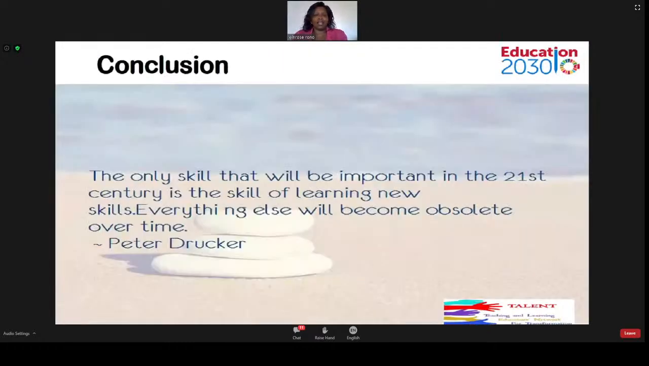So in conclusion, I want to give this quote by Peter Drucker, who says that the only skill that will be important in the 21st century is the skill of learning new skills. Everything else will become obsolete over time.